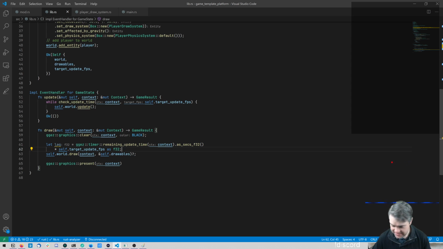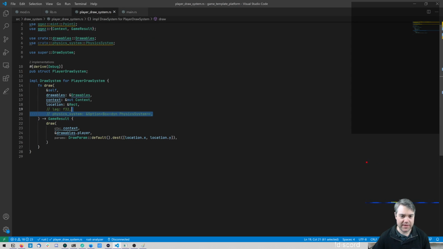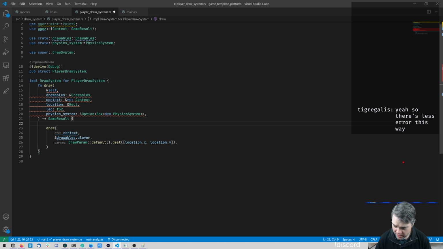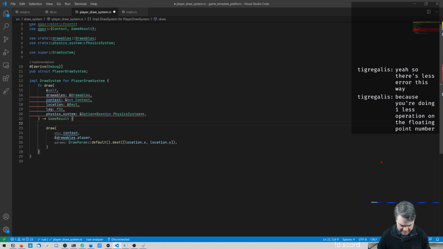Anyways, let's come back to here. We'll re-enable you. So if we have a physics system, we have this lag here. What we need to do is figure out what our current velocity is. There's less error this way. Oh, nice, because you're doing one less operation on the floating point number, which is true. And especially since I'm using 32-bit numbers, I can't get super high resolution as like an f64 or an f128.